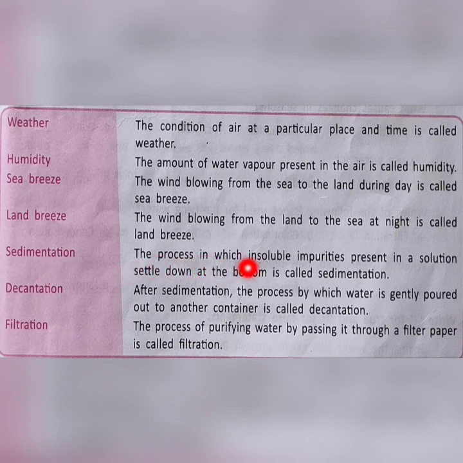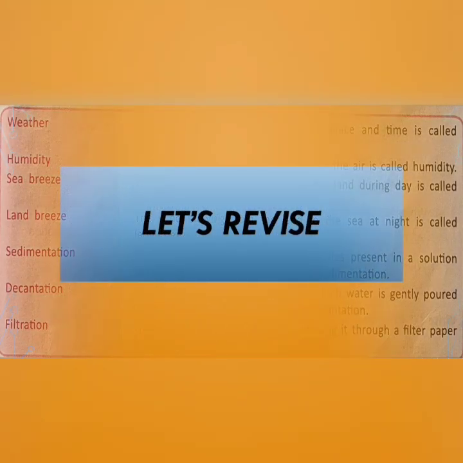Sedimentation is the process in which insoluble impurities present in a solution settle down at the bottom. Decantation: after sedimentation, the process by which water is gently poured out into another container is called decantation. Filtration: the process of purifying water by passing it through a filter paper is called filtration. So these are some of the terms of this chapter which should be memorized.